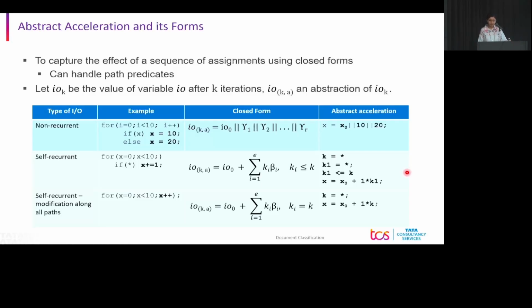Now, similarly, moving on to the next form, this is the form we discussed earlier. This is self-recurrent along all paths. So this is simple: x is equal to x0 plus 1 into k, where k is the number of times this loop is executed, the number of iterations of this loop. So this is simple, and this is precise, accurate.